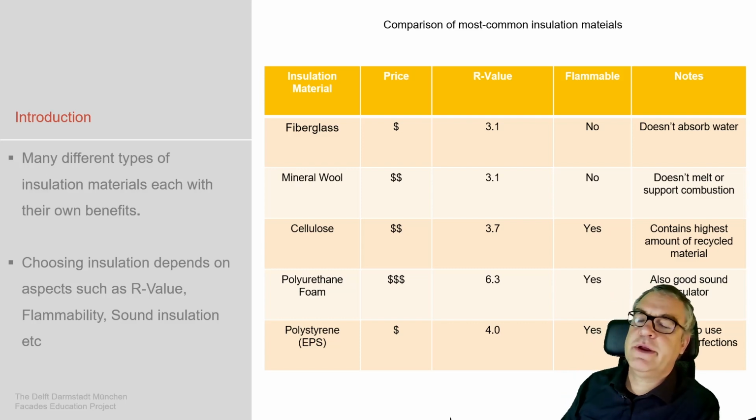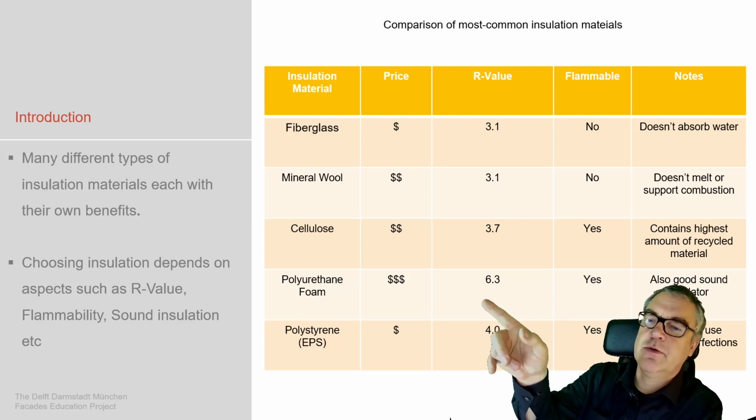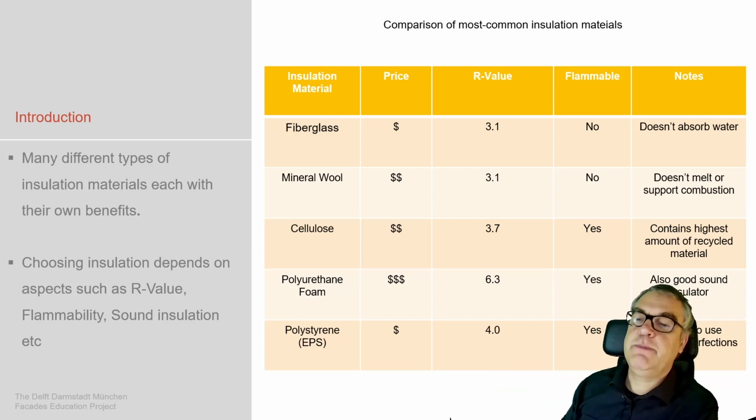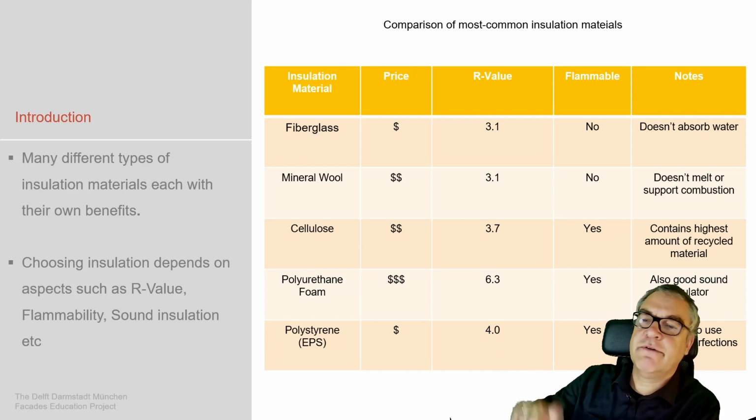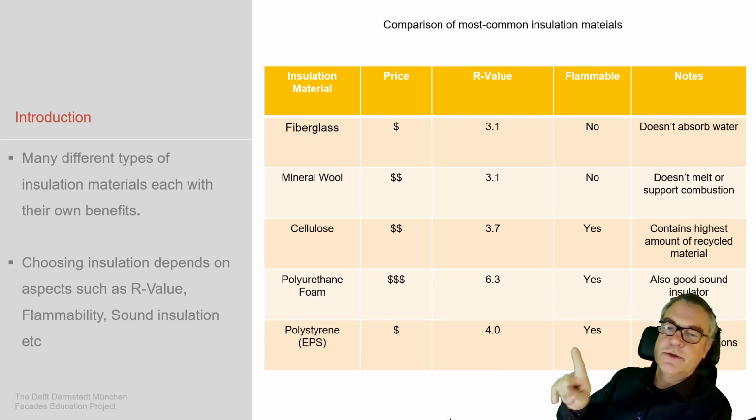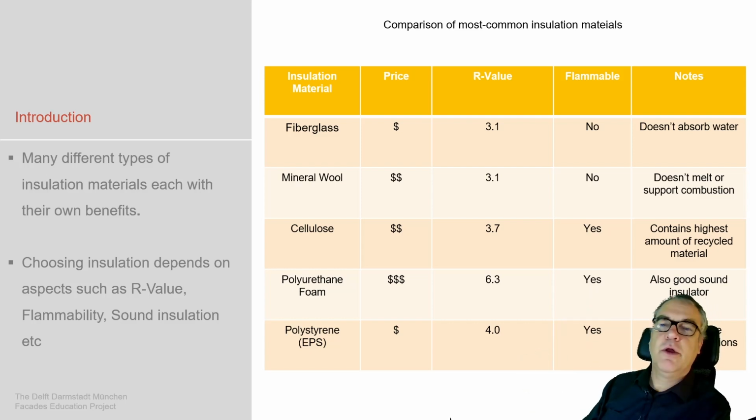We have different materials: fiberglass, mineral, cellulose, polyurethane foam, polystyrol foam, EPS. They have different prices. They have different R values. The R values are obviously important. The flammability is also an aspect. You see all the oil-based are flammable, and the mineral-based are obviously non-flammable.